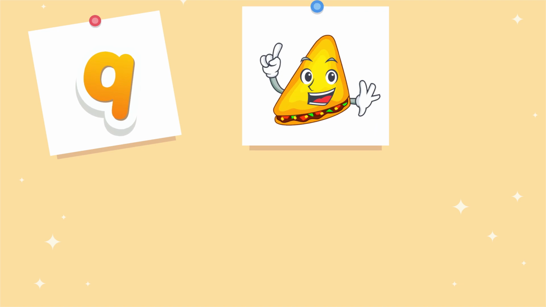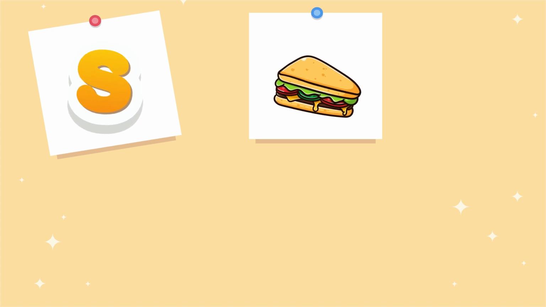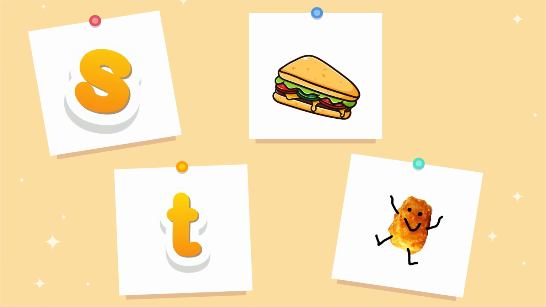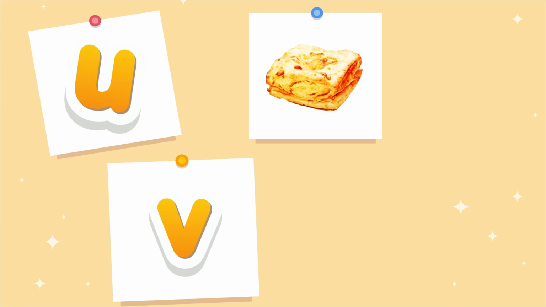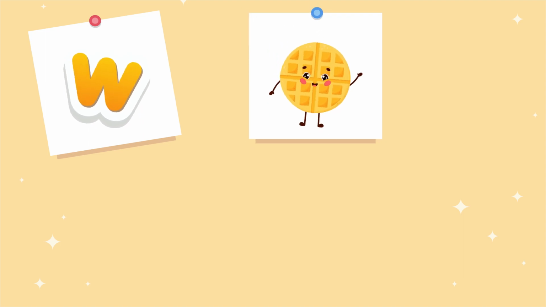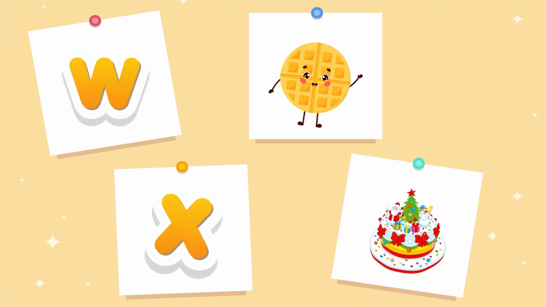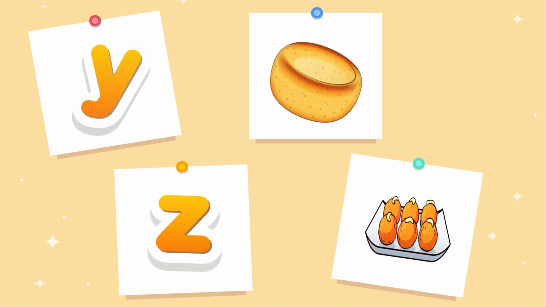Q is for quesadilla. R is for roasted chicken. S is for sandwich. T is for tater tots. U is for Utah scone. V is for vanilla wafer. W is for waffles. X is for Xmas cake. Y is for Yorkshire pudding. Z is for Zeppo.